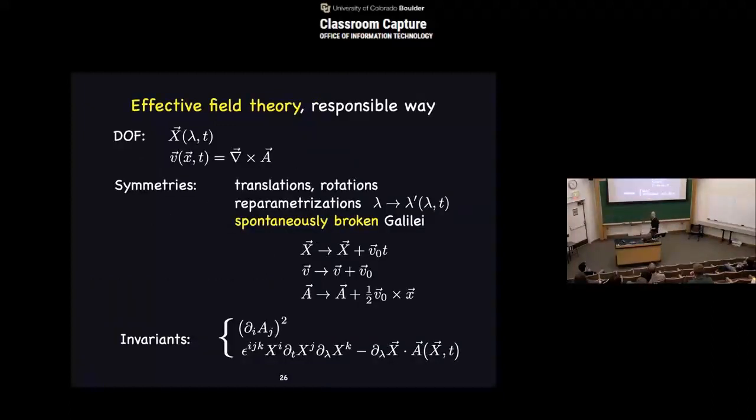Now, the responsible way of doing effective theory is what I told you at the beginning: figure out what the degrees of freedom are and figure out what the symmetries are. Degrees of freedom are the position of the vortex line for a given value of the parameter that goes along the line, and for time, at a given time. And then the velocity field in the bulk of the fluid, which, since the velocity field is divergence-free in the incompressible limit, must be the curl of something. Okay? And then you can figure out what the symmetries that act on these fields must be.